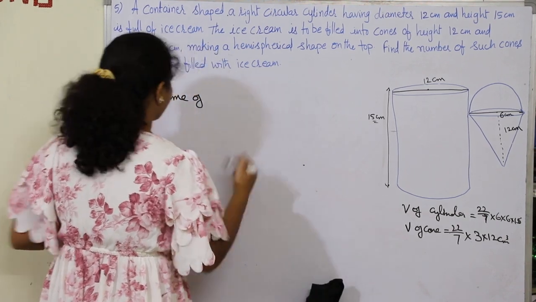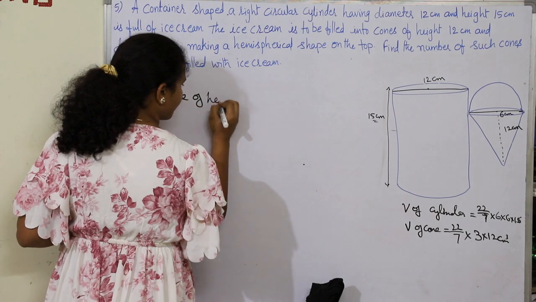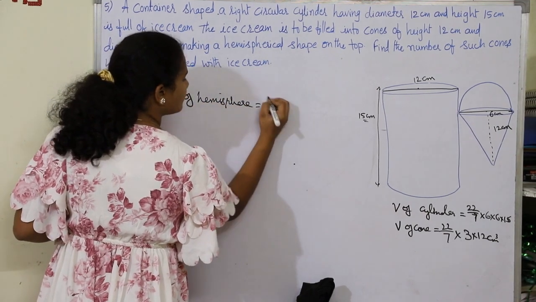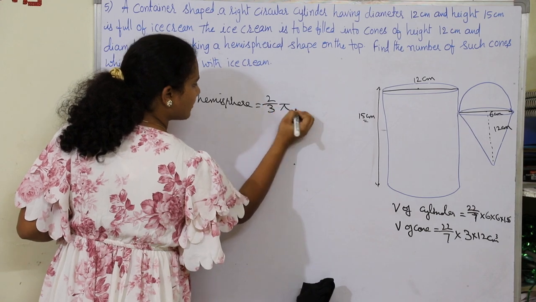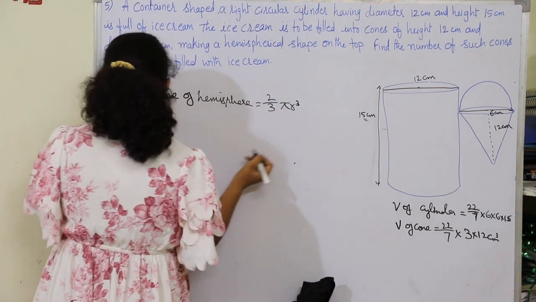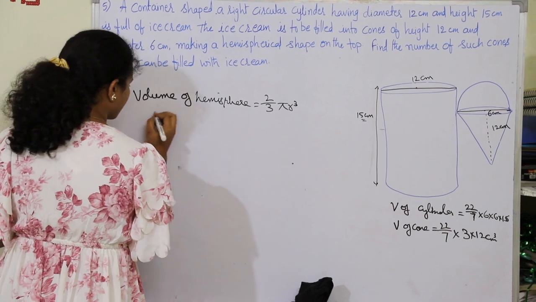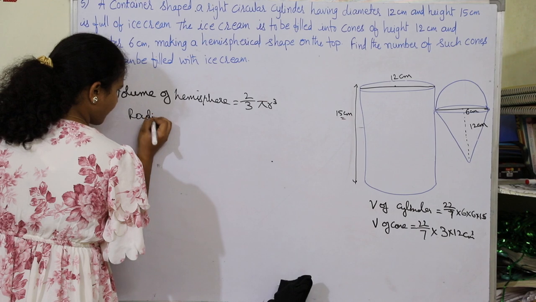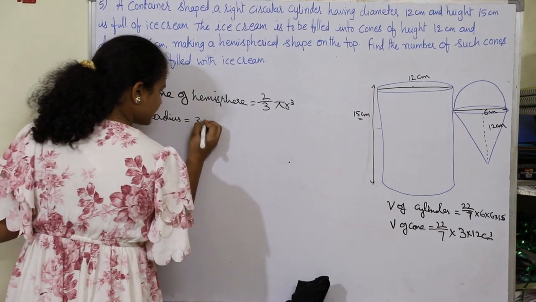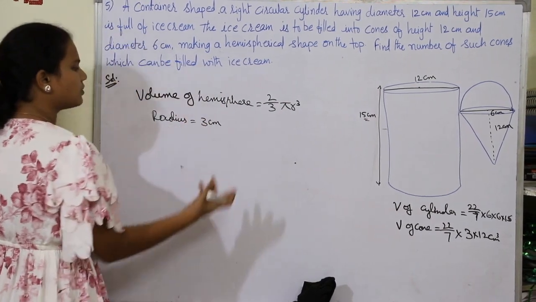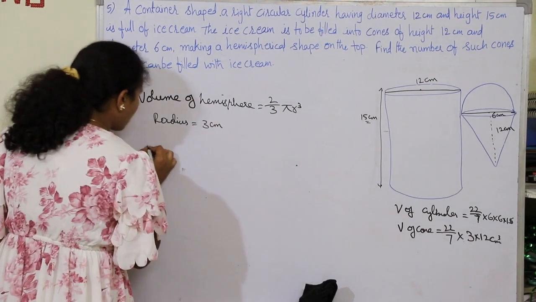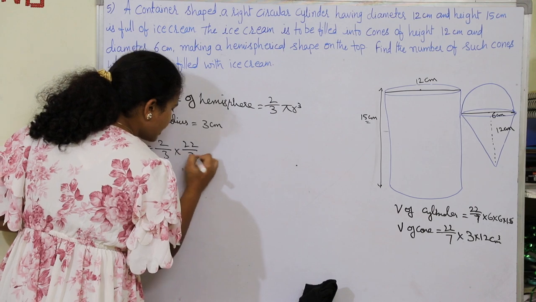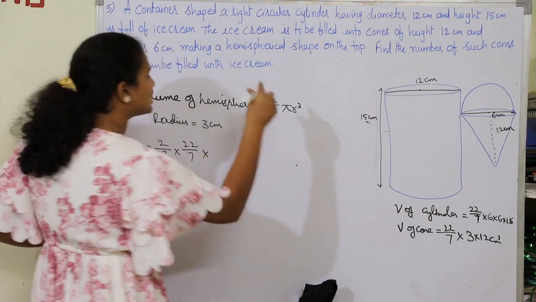Now let me write down here the volume of a hemisphere. So the formula will be what? 2 by 3 pi r cube. So 2 by 3, where r is the radius, equals 3 centimeters, right? So 2 by 3 into pi value 22 by 7 into r cube, meaning 3 cube.